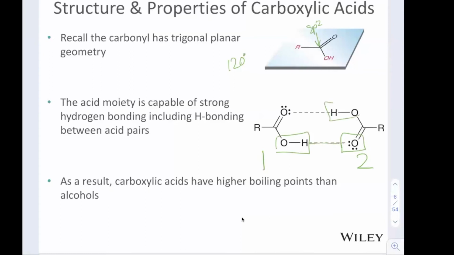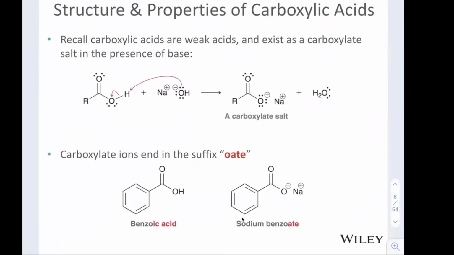Also, we have the OH of the second molecule hydrogen bonding with the carbonyl oxygen of the other. It's called a cyclic dimer, and that's where we have these two hydrogen bonding interactions between two molecules of a carboxylic acid. And this does make the boiling point higher for carboxylic acids because of the increased intermolecular interactions of those hydrogen bonds. Now, if we talk about the acidity of carboxylic acids, we probably do remember, considering it's in the name, that carboxylic acids are acidic.